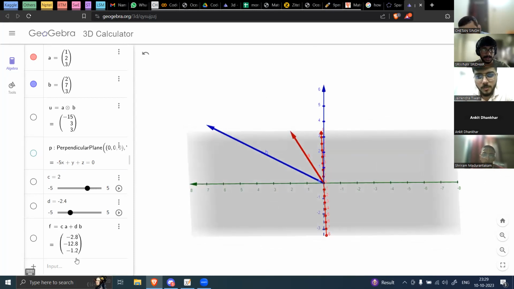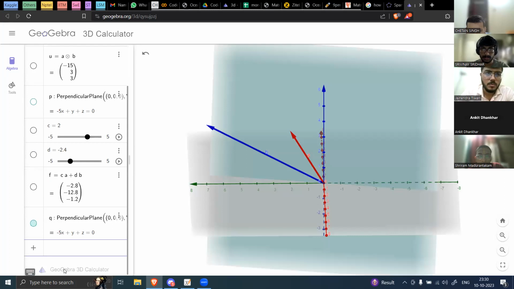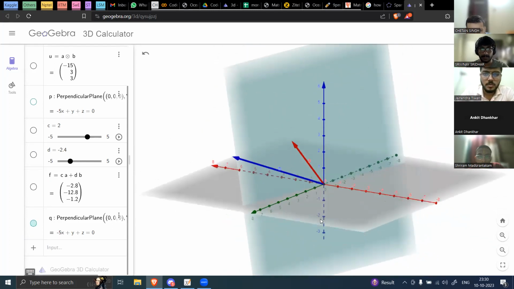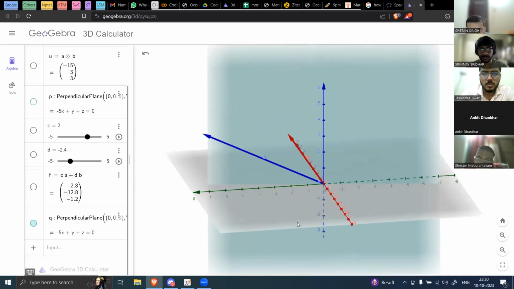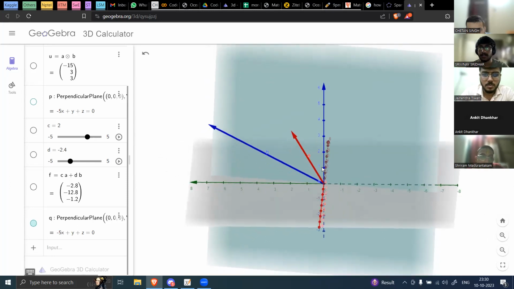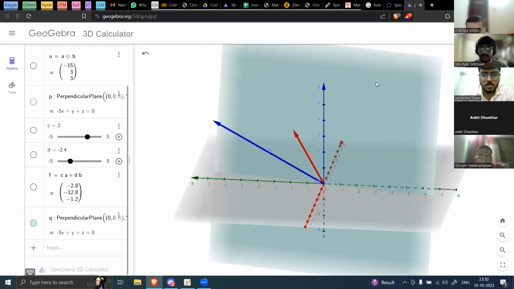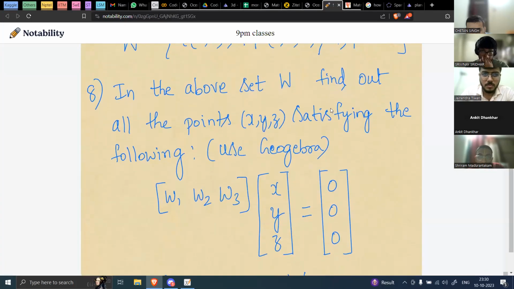Now I want a plane. So I want a plane that has 0, 0, 0 and the rest of the two vectors, A comma B. This is your W plane, no? Now let's go back to the question, something that is perpendicular to it.